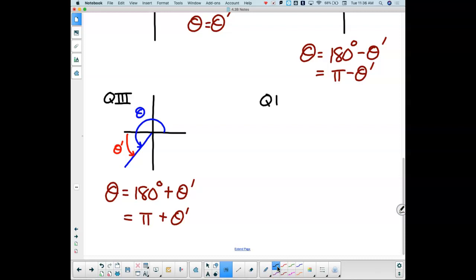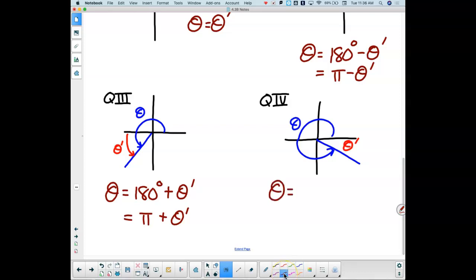Quadrant 4. It's a little long. There's theta. There's theta prime. That's 360 minus theta prime, or 2 pi minus your reference angle.